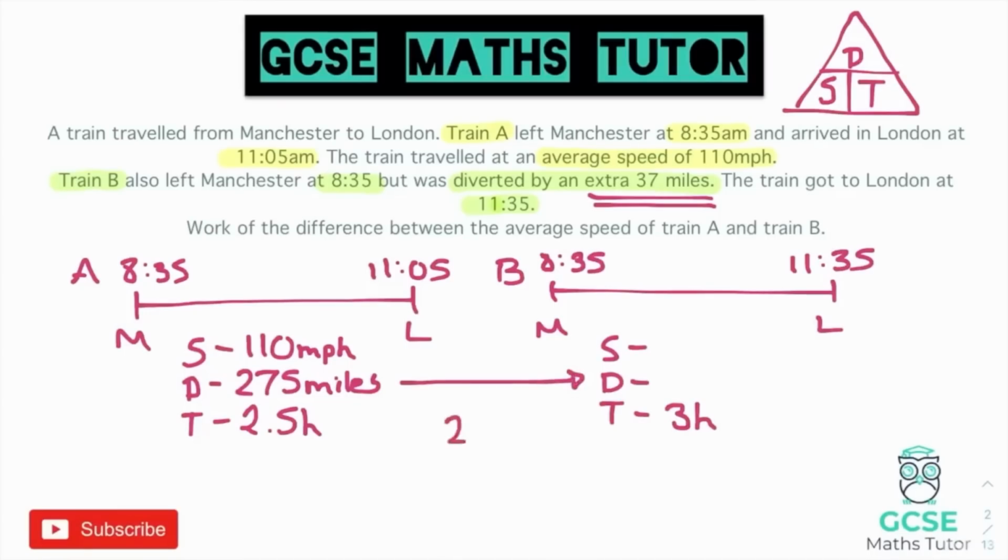So we need to do 275 plus the additional 37 miles that train B was diverted, and that gives us 2, 12, 7, 10, that's 11, carry the 1, 312. So this one over here has had to go 312 miles. Now we can go about working out the speed for this journey. To get speed, we're going to do distance divided by time. So we need to do 312 divided by 3.